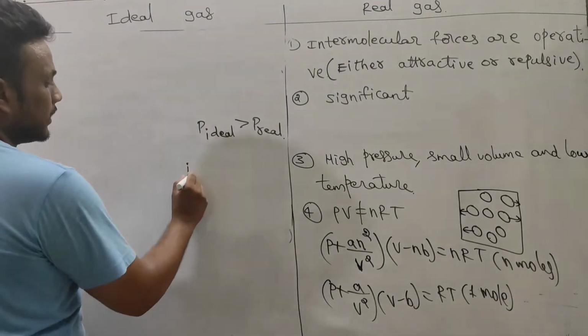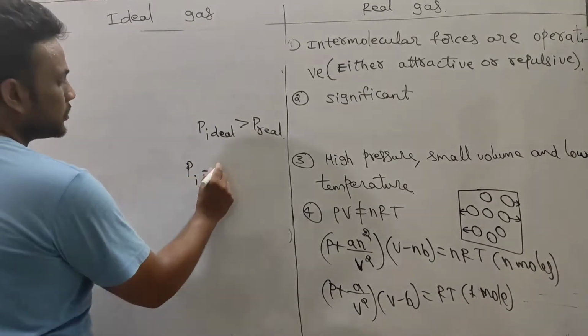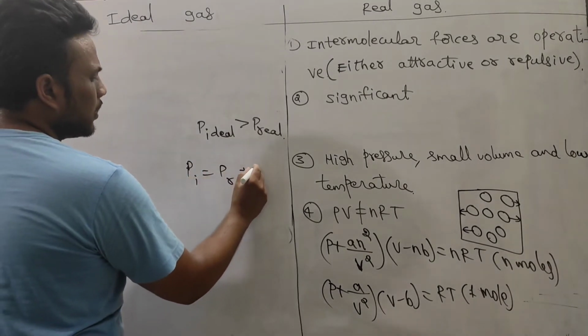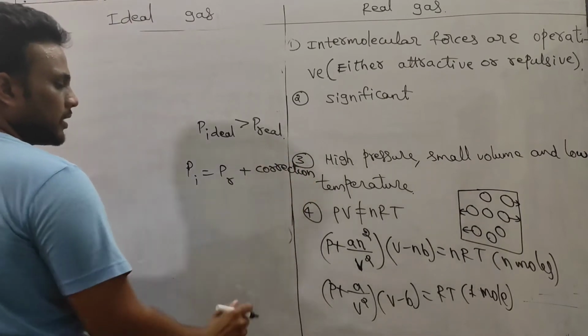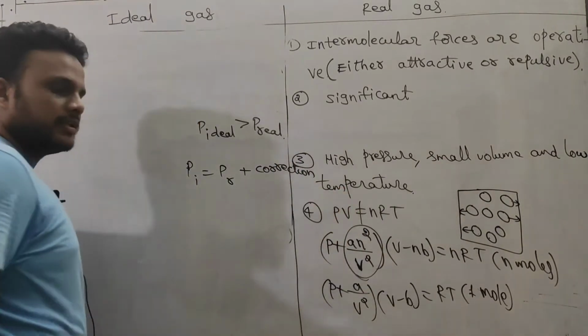In order to equalize the pressure of ideal gas and the pressure of real gas, some correction is required. That is called the pressure correction, that is a n square by V square.